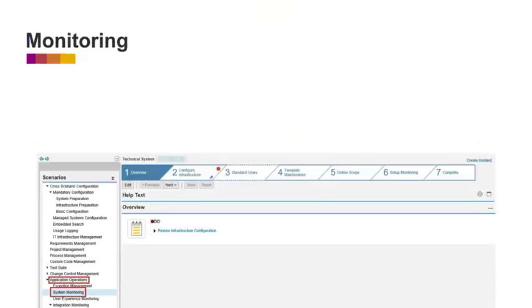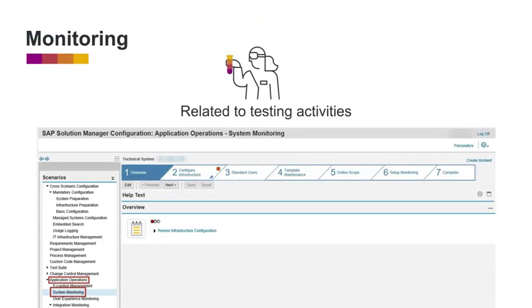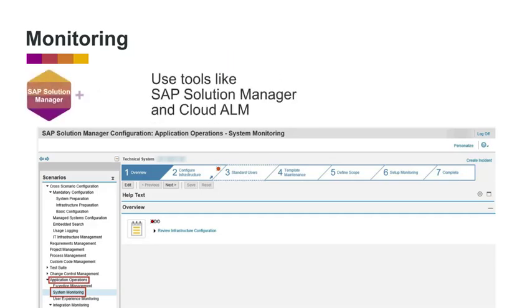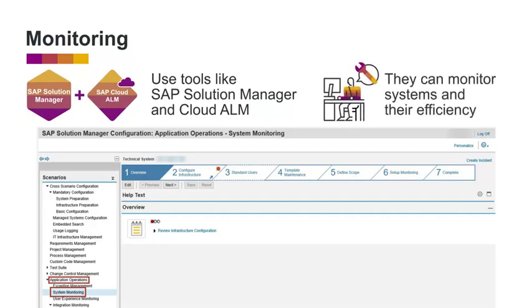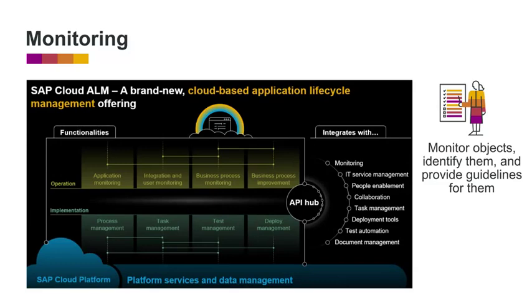Now that we've discussed testing, what about monitoring? Monitoring is closely related to testing activities. Can the system send purchase orders fast enough to the suppliers? Tools like SAP Solution Manager and SAP Cloud ALM have a role to play here. They can monitor not only systems, but also how a process or interface is being executed. Is it fast? Slow? Are there errors? Monitoring objects, identifying them, and providing guidelines, thresholds for them are also tasks within the Explore phase.